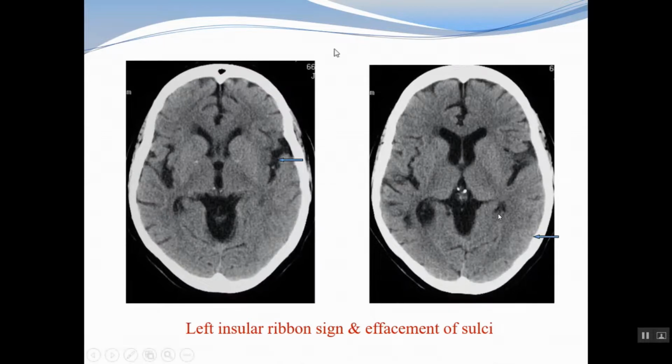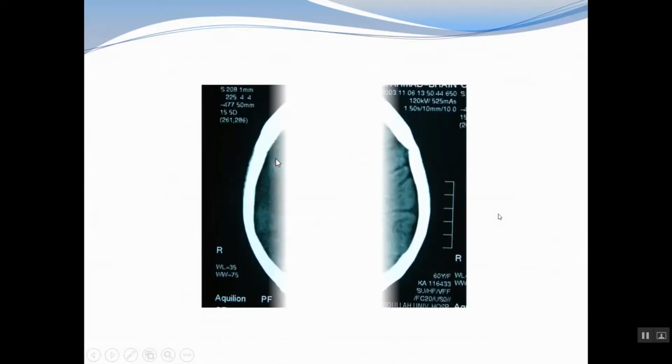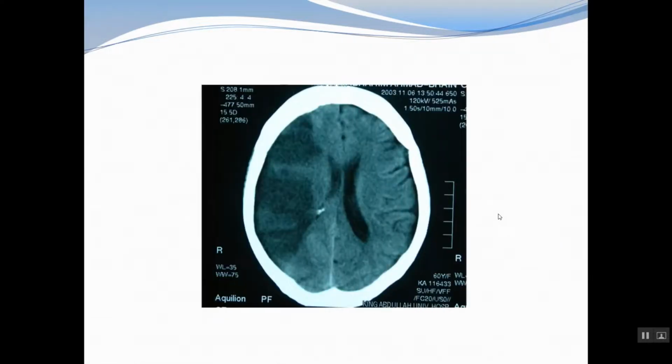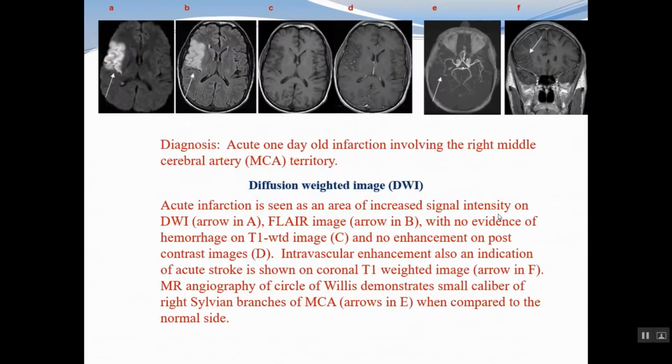Next will be the left insular ribbon sign and effacement of the sulci. Here on the right side you can see the sulci are effaced, and here you see the left insular ribbon sign. This is loss of definition of the border of the insula. This is a case of right middle cerebral artery infarction, a recent infarction.